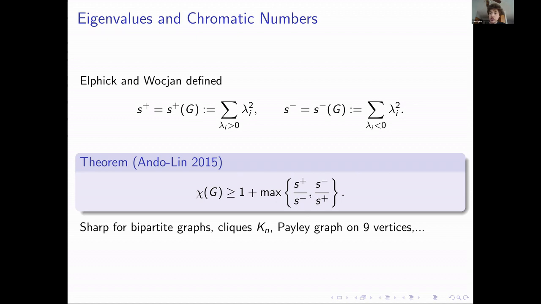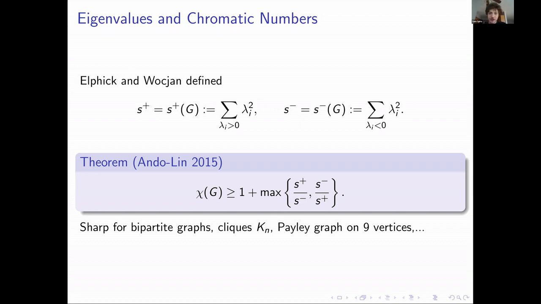Similarly for cliques, the spectrum for those is n minus 1 with multiplicity 1 and negative 1 with multiplicity n minus 1. So this S plus quantity will be n minus 1 squared, while S minus will be n minus 1. So the ratio here will be n minus 1, in total giving you a lower bound on the chromatic number of n, which is again tight. And it turns out it's also tight for some other things like the Paley graph on 9 vertices.